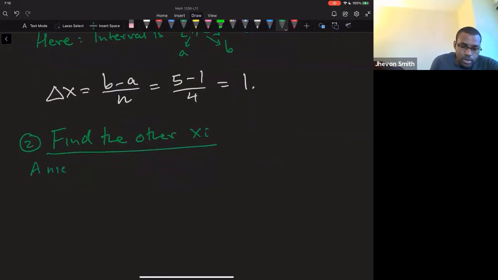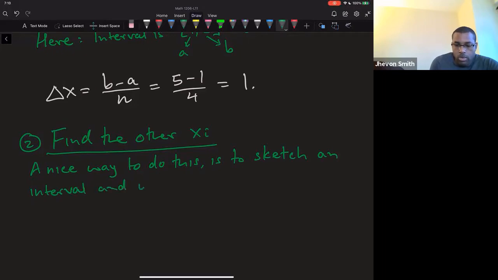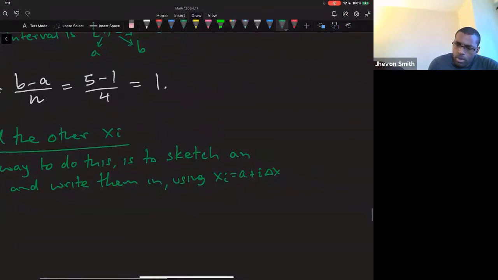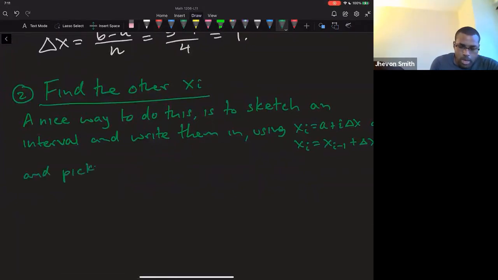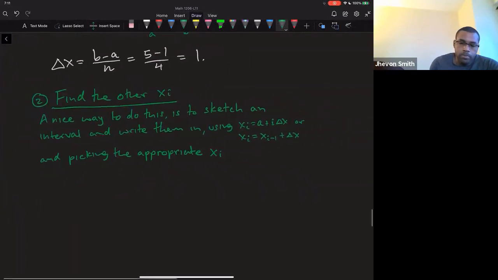A nice way to do this is to sketch an interval and write them in using either xi equals a plus i delta x, or xi equals the previous x plus delta x, and picking the appropriate xi. So what would that look like?